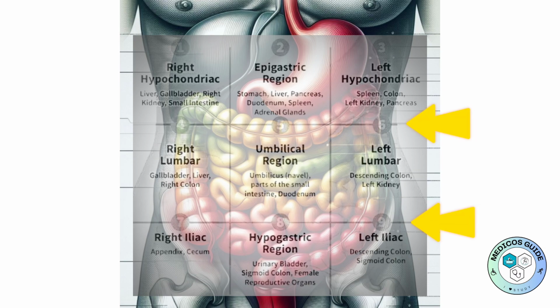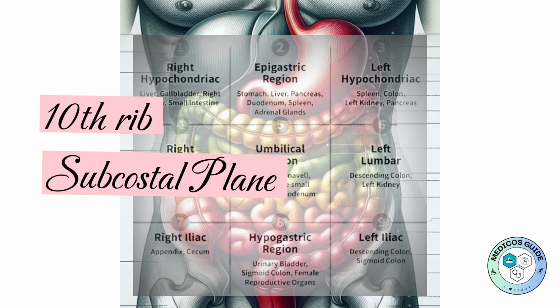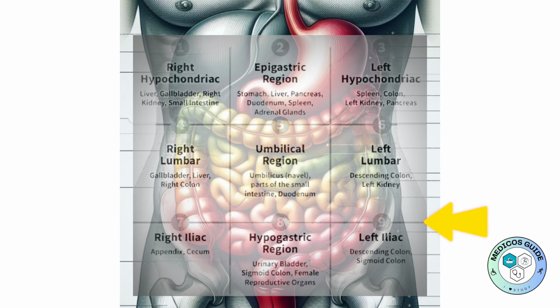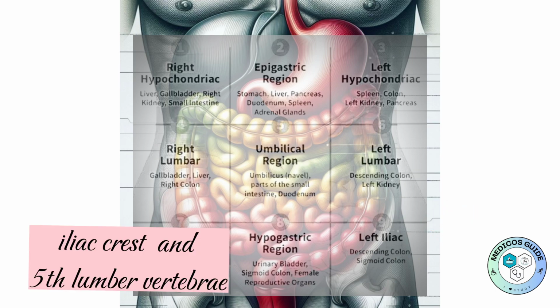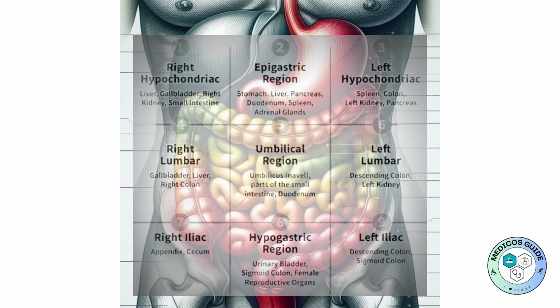Now let's talk horizontal planes. Picture a line slicing through the lower border of your 10th rib on either side. That's the subcostal plane. And below, running through the tubercles of your iliac crest and the 5th lumbar vertebra, lies the transtubercular plane. Now let's take a closer look at what's hiding in each region.